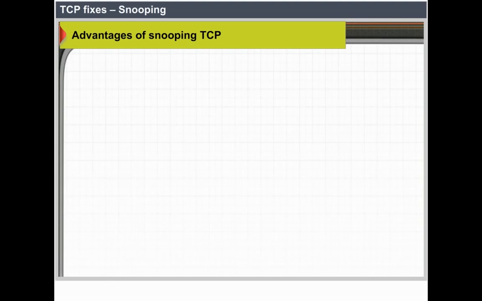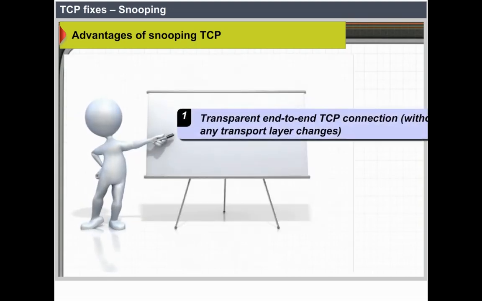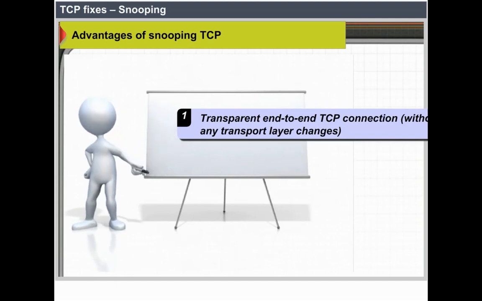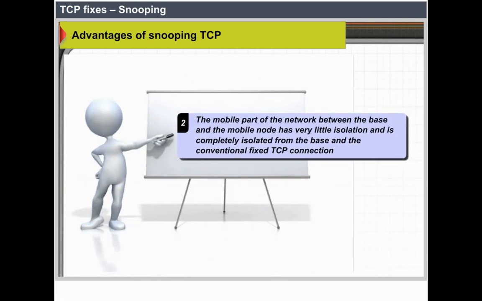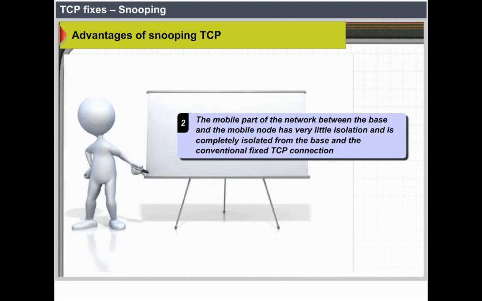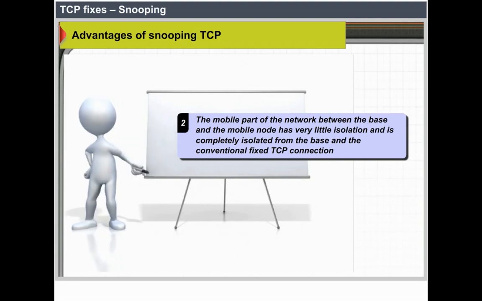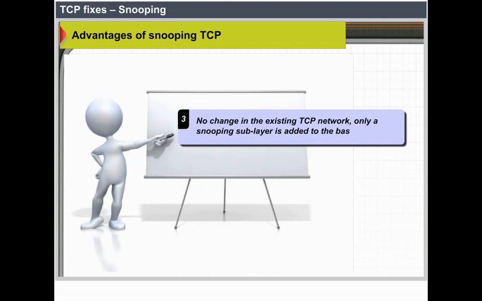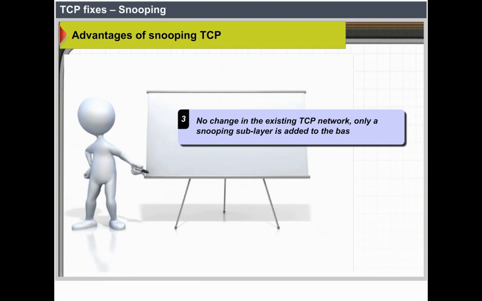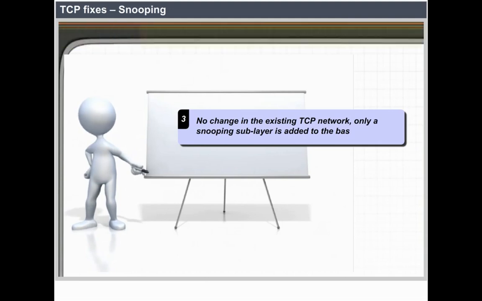Advantages of snooping TCP. Transparent end-to-end TCP connection without any transport layer changes. The mobile part of the network between the base and the mobile node is completely isolated from the base and a conventional fixed TCP connection. No change in the existing TCP network. Only a snooping sublayer is added at the base.